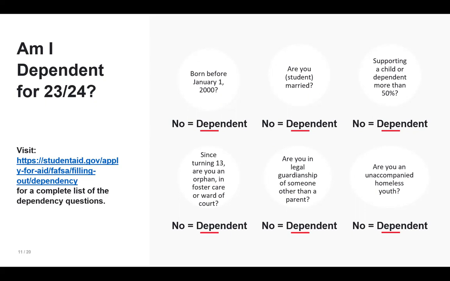Now, there can be other unique situations that may warrant an otherwise dependent student to be determined to be independent. If there is documented abuse or neglect, financial aid offices can use professional judgment to perform a dependency override. If you are unable to answer yes to any of the dependency questions and have a unique situation, make sure to contact the financial aid office at the college you plan to attend for additional assistance.